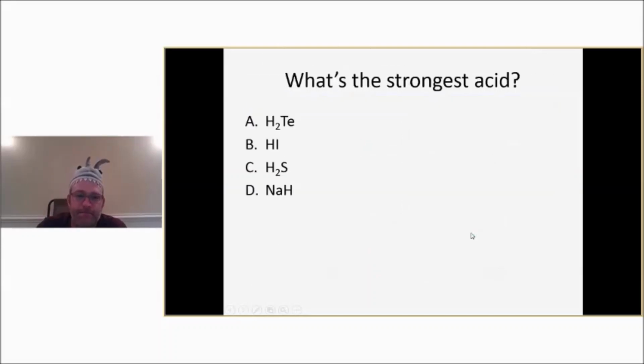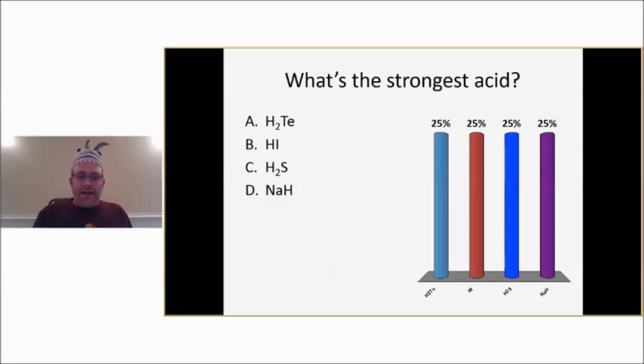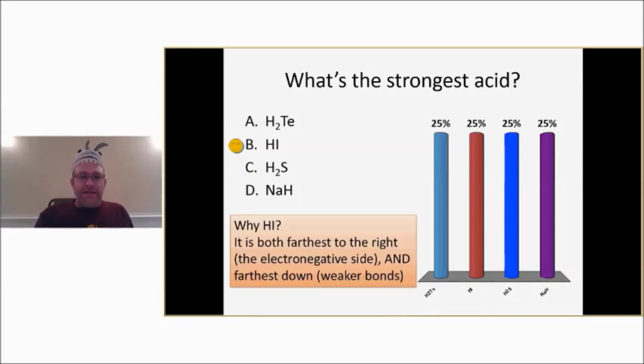oxyacid. So, question, what's the strongest acid? Go. The answer for the strongest acid is hydrogen iodide. Why? Because it is both farthest to the right, or towards our noble gas side, okay, and it is the farthest down the periodic table than any of our other acids in that list, okay? That's it.